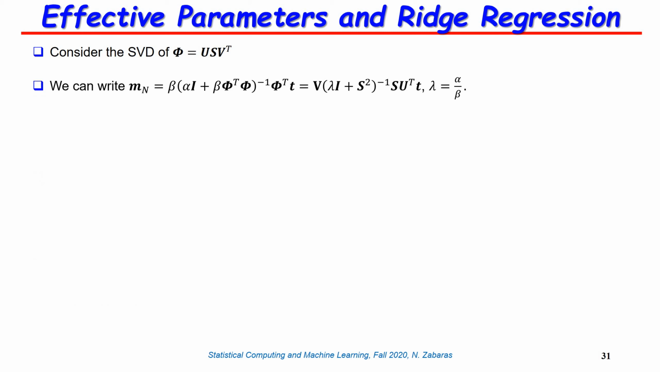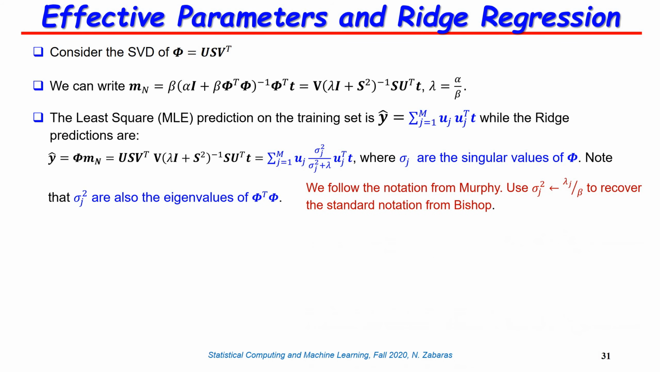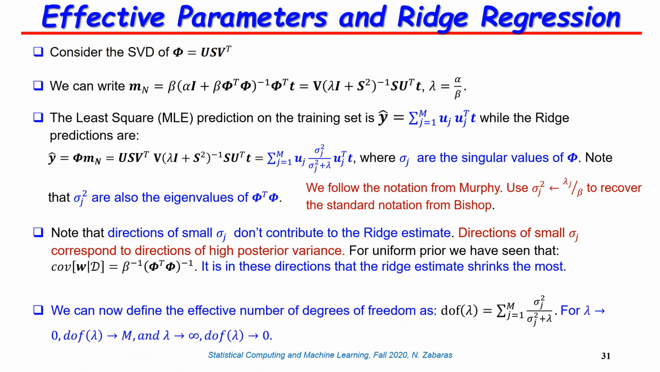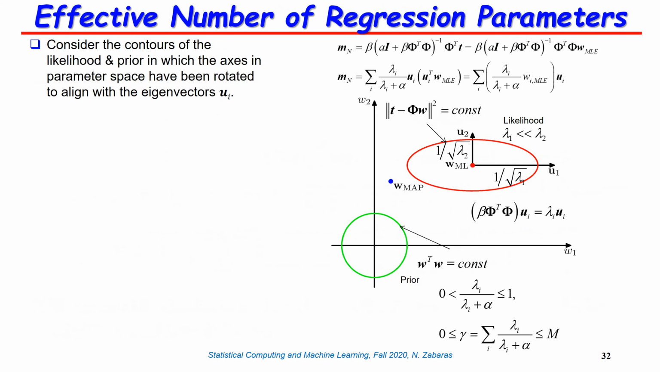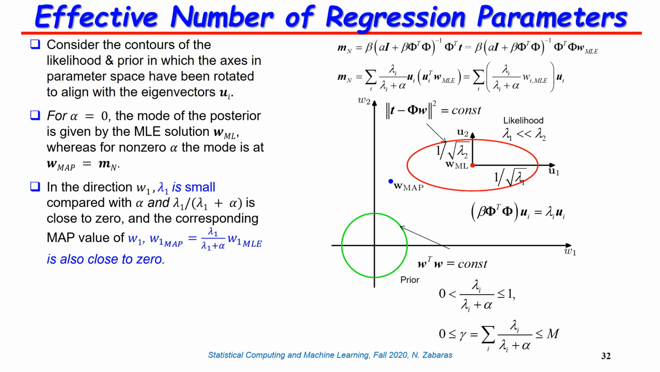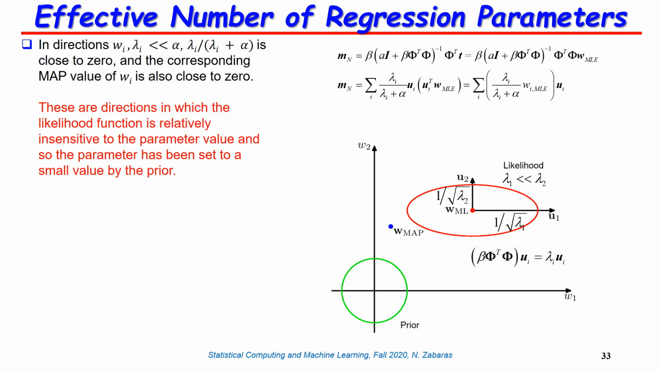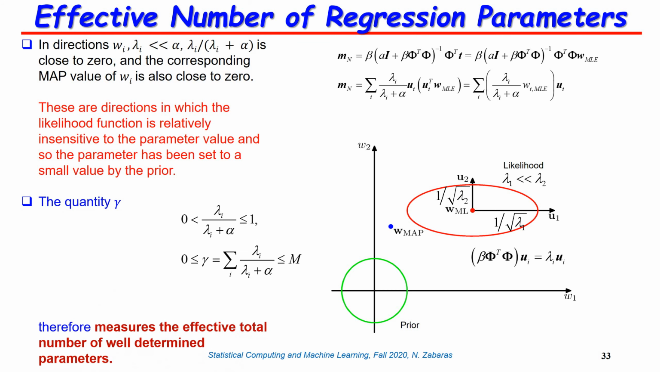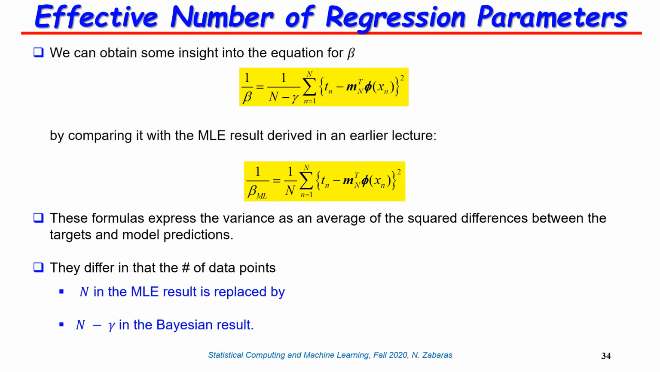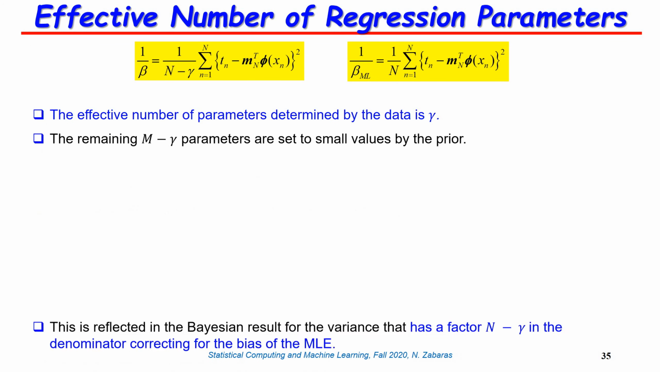So I'm going to give you a few more examples. Again, we discussed the geometric aspect of this problem and the effective number of parameters identified by the data. So let me move to give you a few more plots.